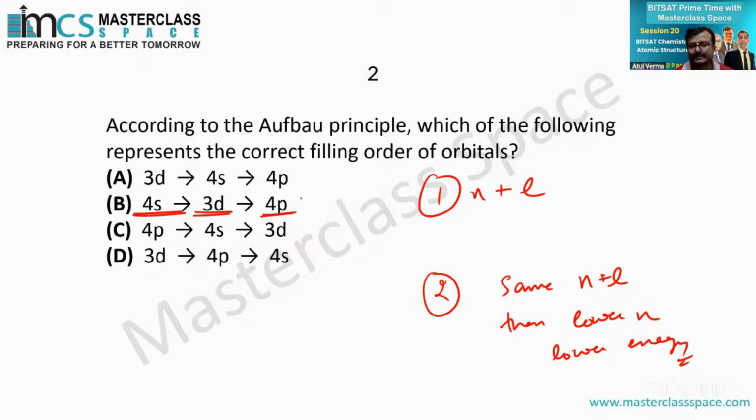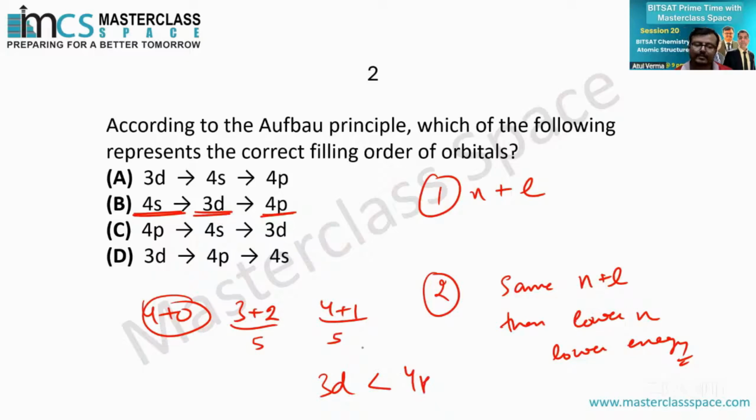So 4s, 3d, and 4p, friends. 4s has 4 plus 0, 3d has 3 plus 2, and 4p has 4 plus 1. So of course, this is lowest. So 4s has the lowest energy. These both are 5, but then we will look at lower n for lower energy. Hence, 3d has lower energy than 4p. So the answer again would be option number B.